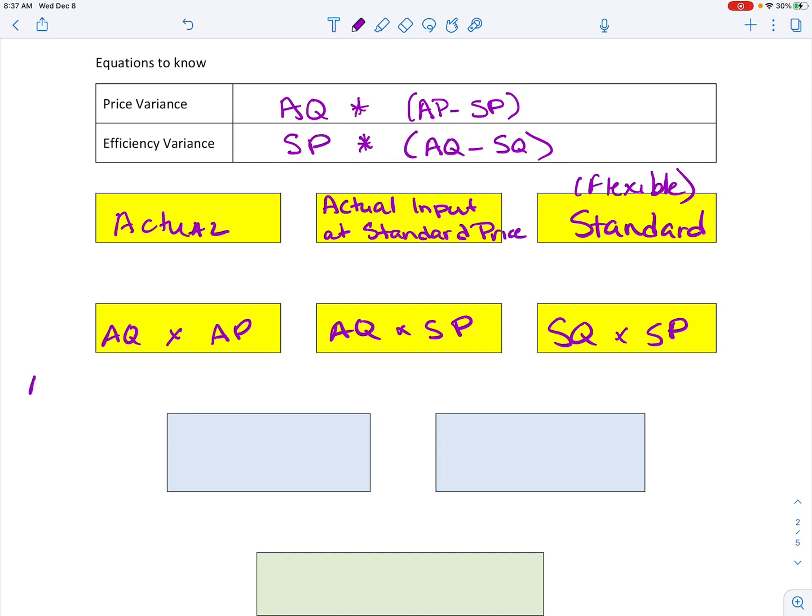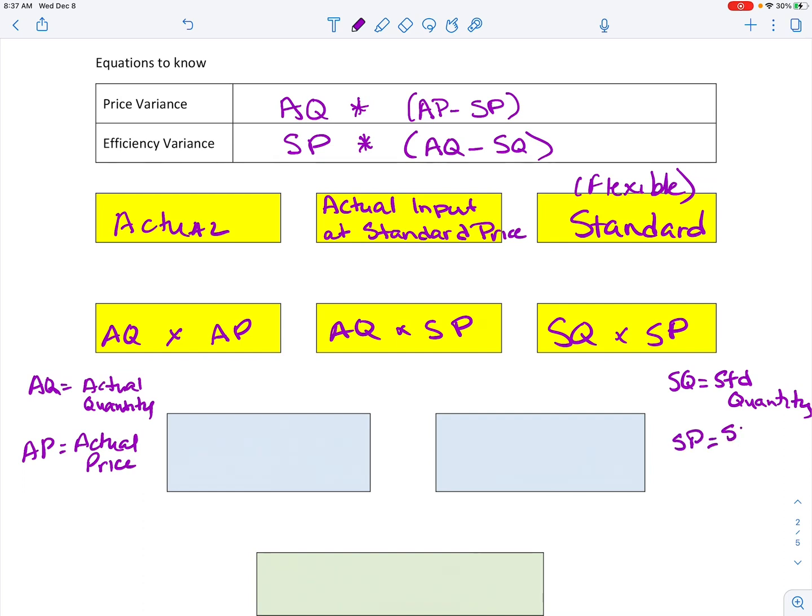And so now I'm going to show you where all of these equations are coming from. Just as a reminder, AQ is actual quantity. AP is actual price. And same thing over here, SQ in my abbreviations is standard quantity. And SP is standard price. Helpful to know. So what I'm going to do is bring all of this down and show you where these variances are coming in.